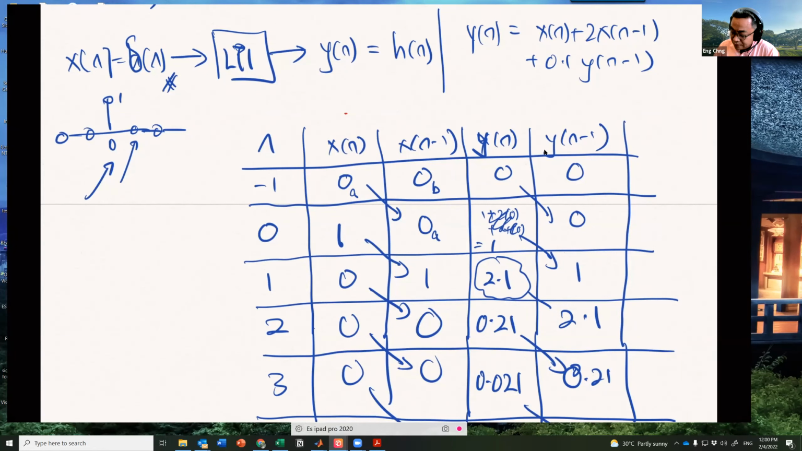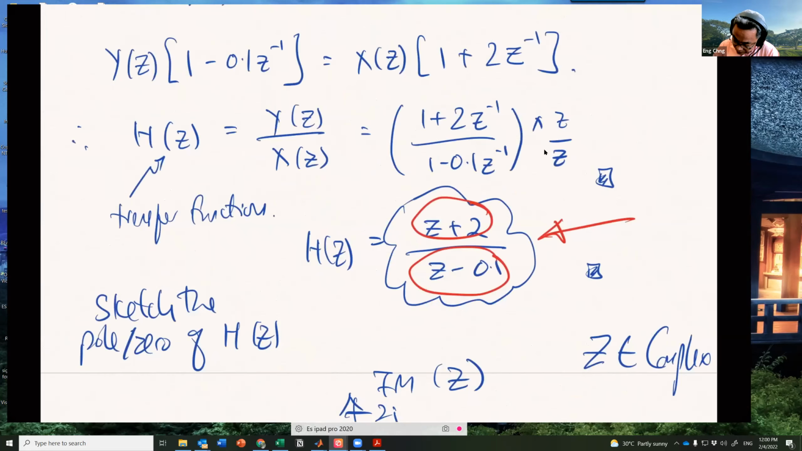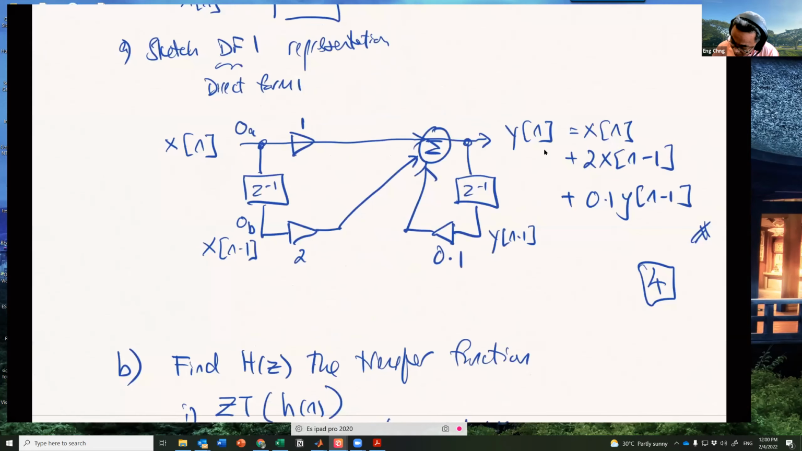Let's call this 0c. Where's 0c? Let's see the figure again. Can you see now? 0a here, 0b here, 0c here. When I send into the system, I will get my value 0, right? Because 0 times 0.1 is 0, 0b times 2 is 0, 0a times 1 is 0, everything ends up as 0. So this is at time n equals minus 1.